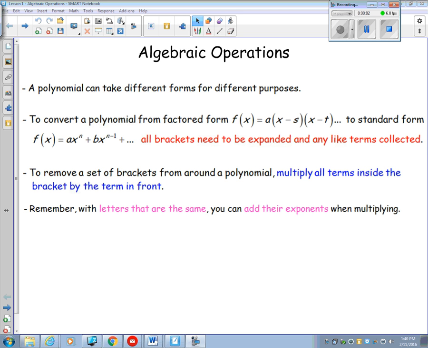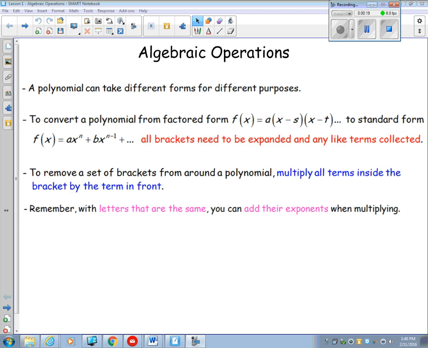Today we're going to be looking at some algebraic operations, some review of some stuff from grade 11 about how we can manipulate equations and polynomials. So we don't always have to be given a polynomial in bracket form or factored form. Sometimes we have to be able to get ourselves into that form from a different one.